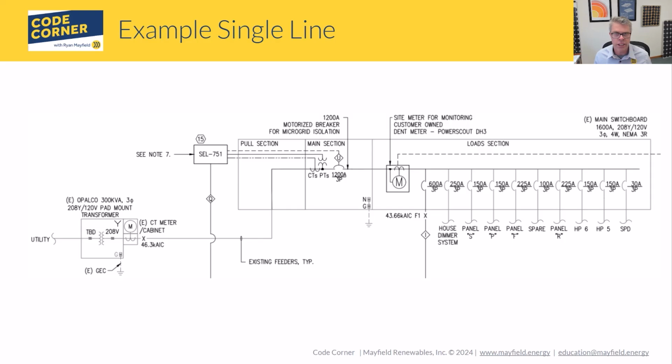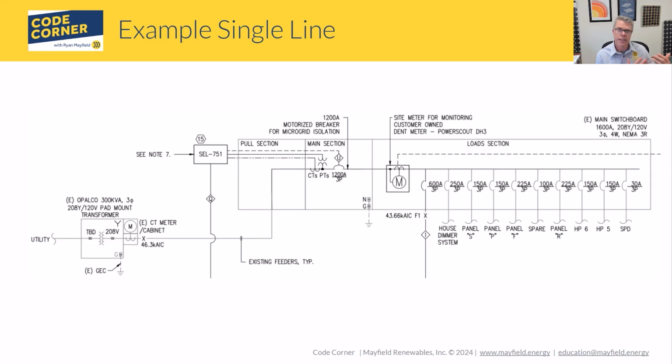This is just an excerpt of one of our single lines that we've put together. What I want to bring to your attention is that main section, in the center of everything that's going on in the drawing here. And you'll notice that we're calling out an SEL 751. That's a protective relay, so that is the logic behind this. It's looking at the utility. It's looking at what is going on with the microgrid. And you can see right where it says main section, there's a 1200 amp breaker there, and that's a motorized breaker that we're using for isolation.